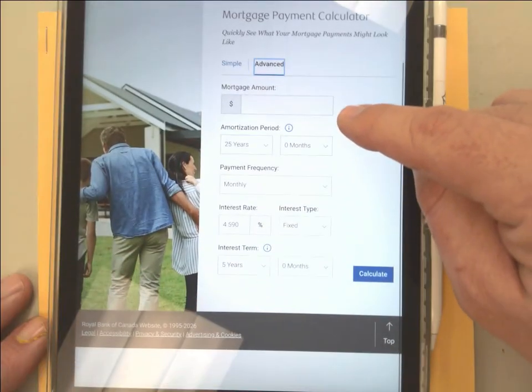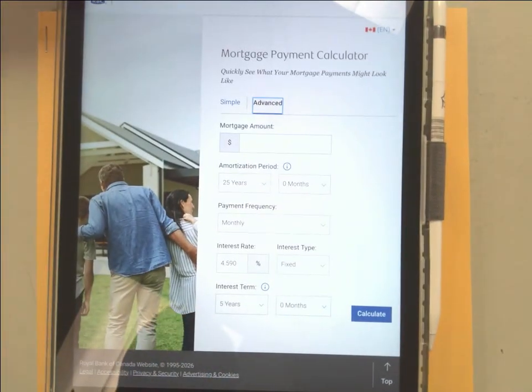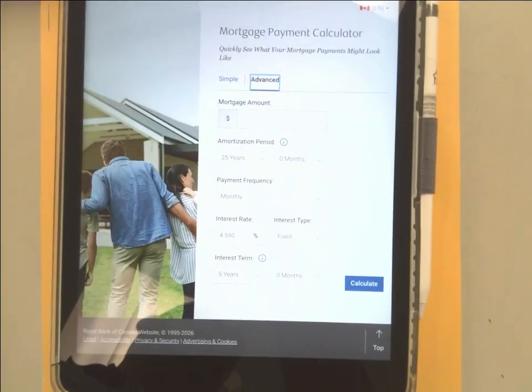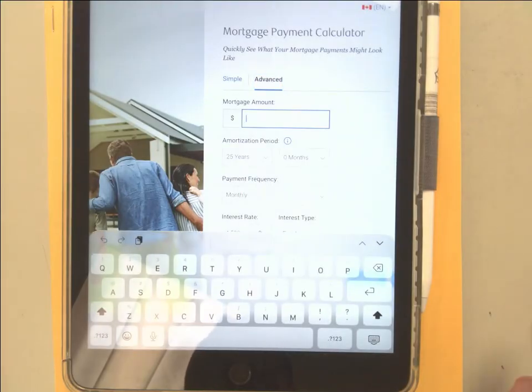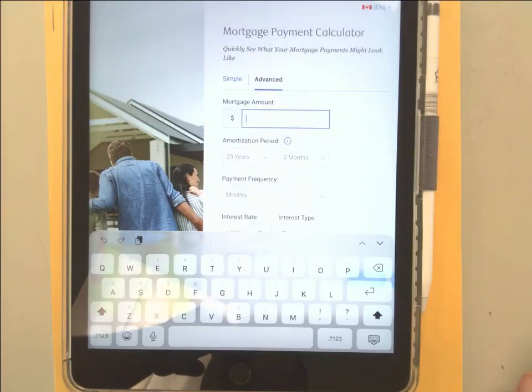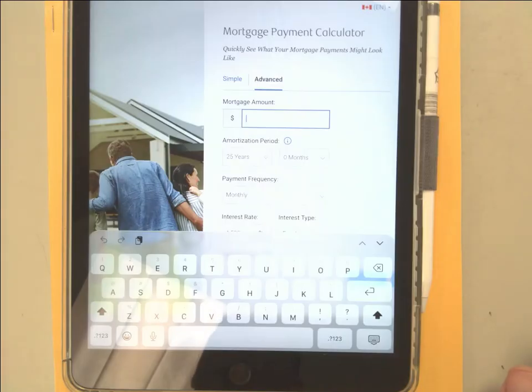You see a whole bunch of options. You can do this anytime, if you're about to buy a house, or if you're wondering what your payment will be. Let's put in here, 400,000 is the price, correct? Did you know that you have to have a 5% down payment? You're not going to get approved unless you put 5% down.